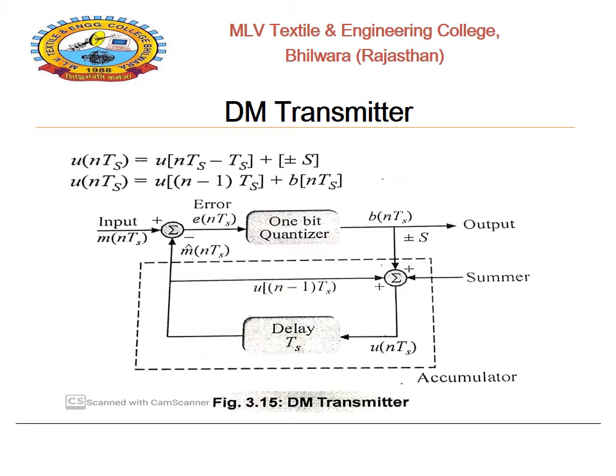So m(nTs) minus m cap(nTs) is equal to e(nTs). Depending upon the sign of e(nTs), the one bit quantizer generates an output of plus S or minus S. If e(nTs) is positive, it will generate plus S. If e(nTs) is negative, it will generate minus S. Plus S is related to 1, minus S is related to 0. So this is the working of the DM transmitter section.